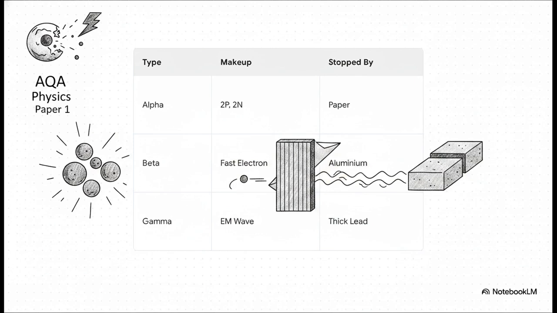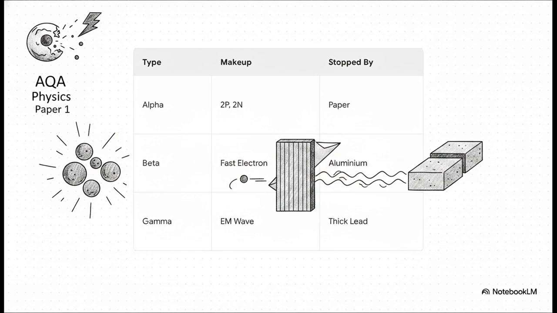There are 3 main types. Alpha radiation is a heavy little bundle of 2 protons and 2 neutrons. Because it's so massive, it has incredibly high ionizing power. It just knocks electrons off everything in its path, but it's easily stopped by a single sheet of paper.